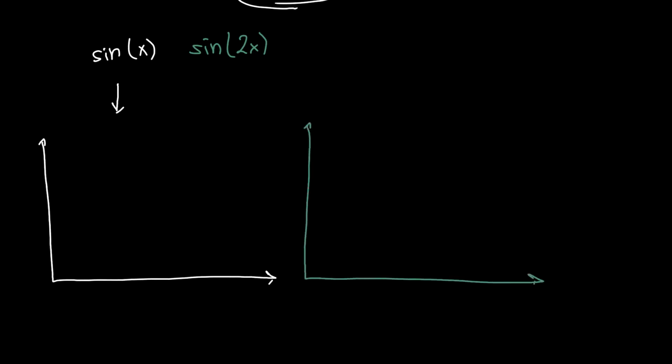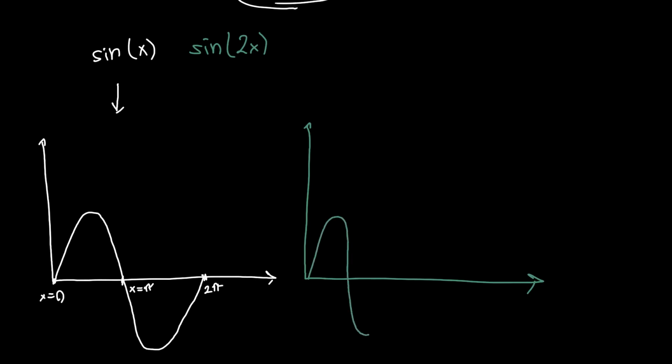So if we graph sine of x and sine of 2x, we know sine of x is going to look something like this. Let's just draw it over a single period. So let's say that this is x equals 0. This is going to be x equals pi and 2 pi. And if we draw sine of 2x, we know that in the same distance, x goes from 0 to 2 pi, we're going to have 2 periods now instead of just 1. So this is going to be 2 pi, or x is equal to 2 pi.